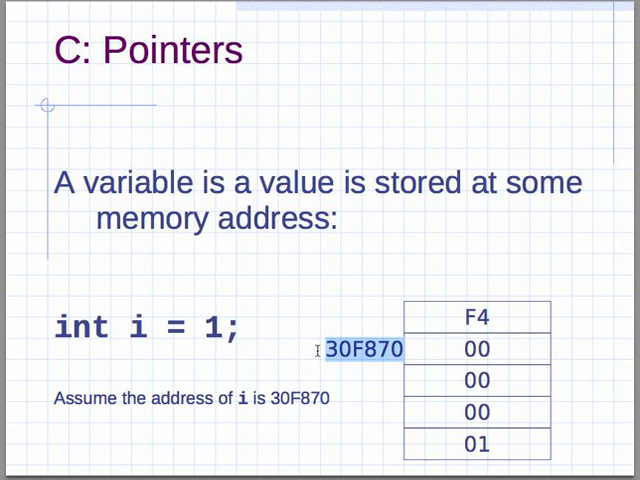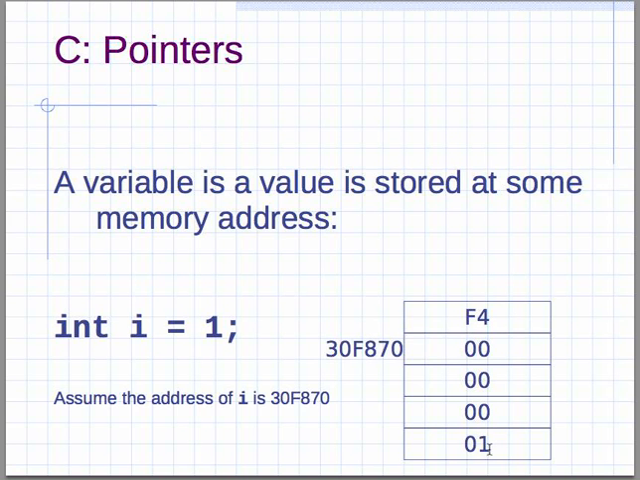If you were able to look inside memory and see what happens after you assign 1 to this variable i, what you would see in this memory location is 00000001. That's because an int is 4 bytes. Each of these is 1 byte, and 2 hexadecimal digits is 1 byte. So this is 1 byte, F4 is 1 byte, and you have a 00, that's 1 byte, and 2 more 00s, and then finally a 01. That gives you a total of 4 bytes. That's how big an int is in most versions of C.